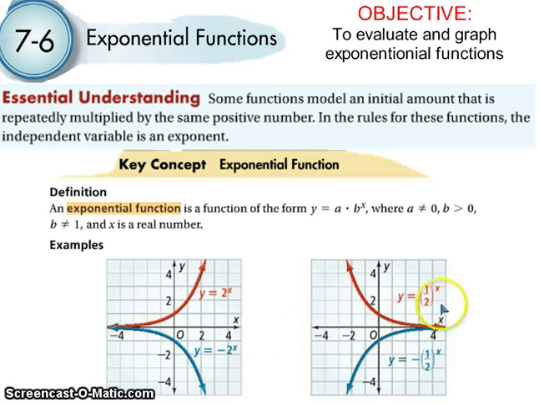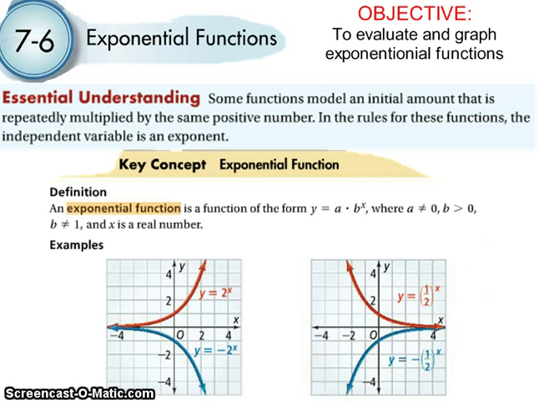Now, if the b is a fraction, then we're going to end up with the reverse in a way. You sort of see mirror images of each other. So it's a little bit different when b is a fraction. But notice that b is never negative. It's greater than 0, but not equal to 1.